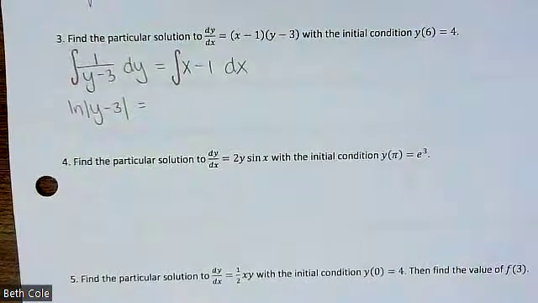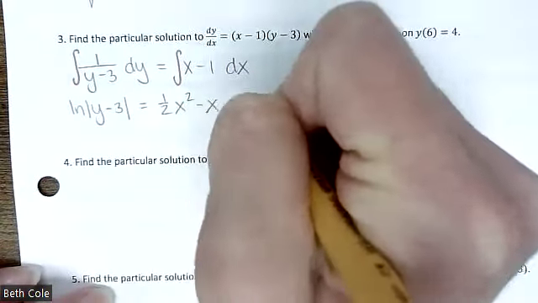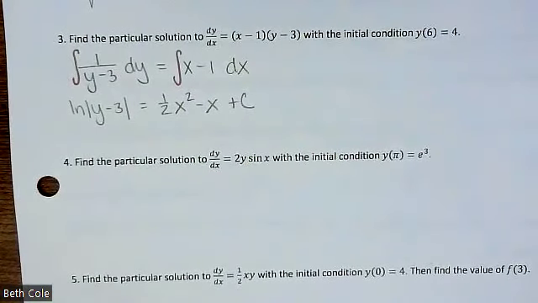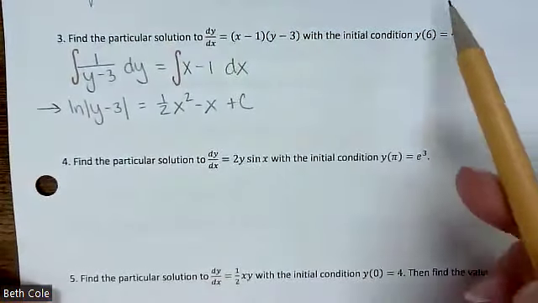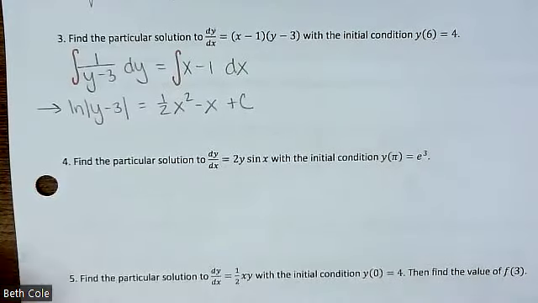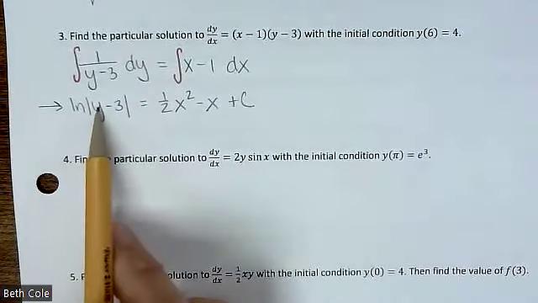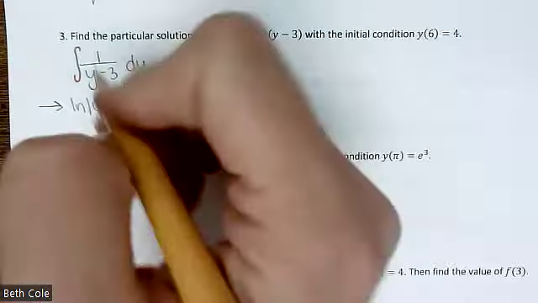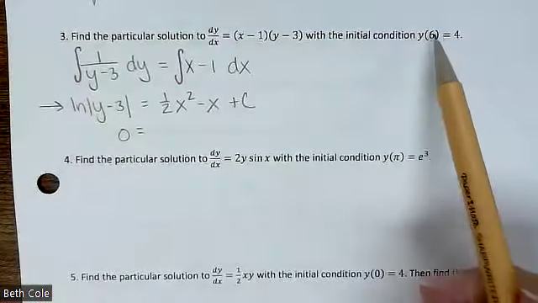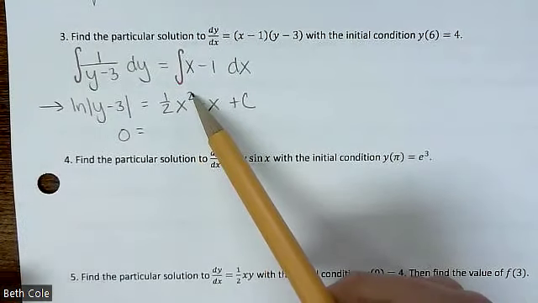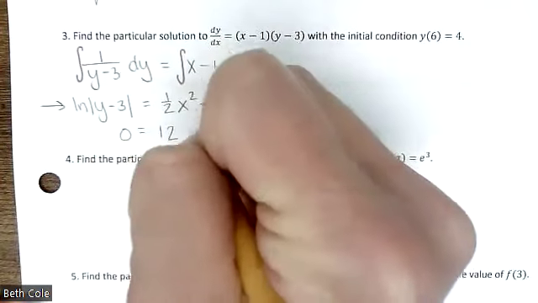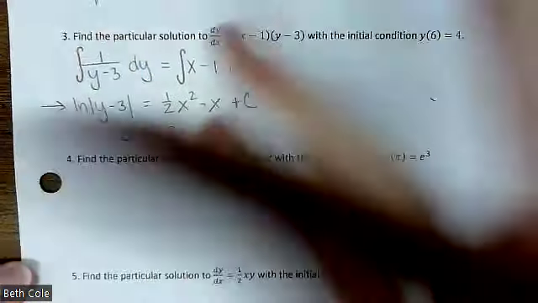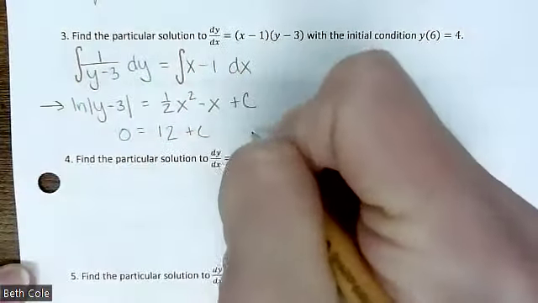All right, equals antiderivative for this side. 1/2 x squared minus x plus c. And then you're going to plug in. Now, if you want to draw a little arrow, this helps some people. This is the step we're going to go back to, but we're going to plug in 6 for x and 4 for y. So if y is 4, 4 minus 3 is 1, ln of 1 is 0. If we plug in 6 for x, all right, 6 squared is 36, half of that's 18, minus 6 is 12. Oops. So C is negative 12, if I could write here.